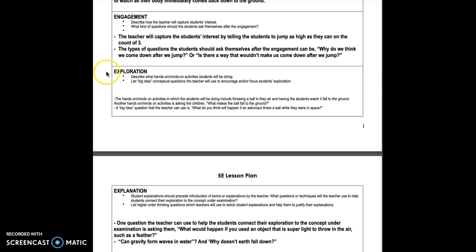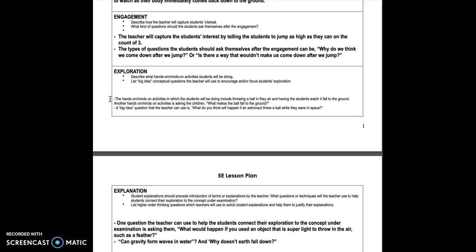Now for one of the 5 E's, which is exploration, we are describing what hands-on activities the students will be doing. The hands-on activities in which the students will be doing include throwing a ball in the air and having the students watch it fall to the ground. Another hands-on activity we can ask the children can be, what makes the ball fall to the ground?